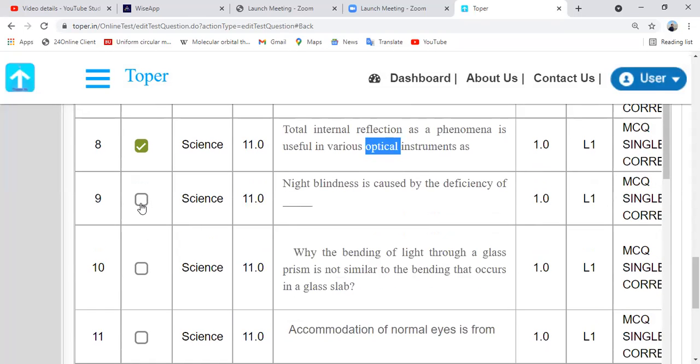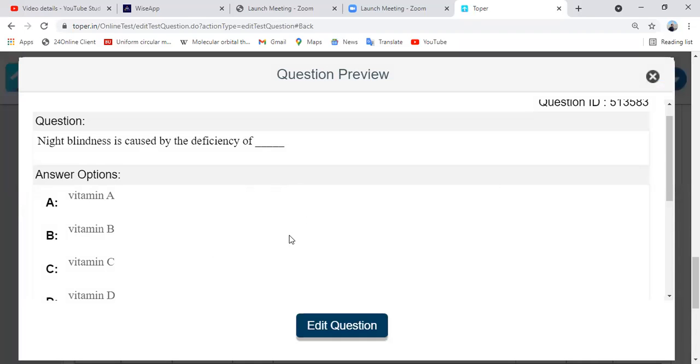Now, question number 9. Night blindness is caused by the deficiency of vitamin A. Yes.